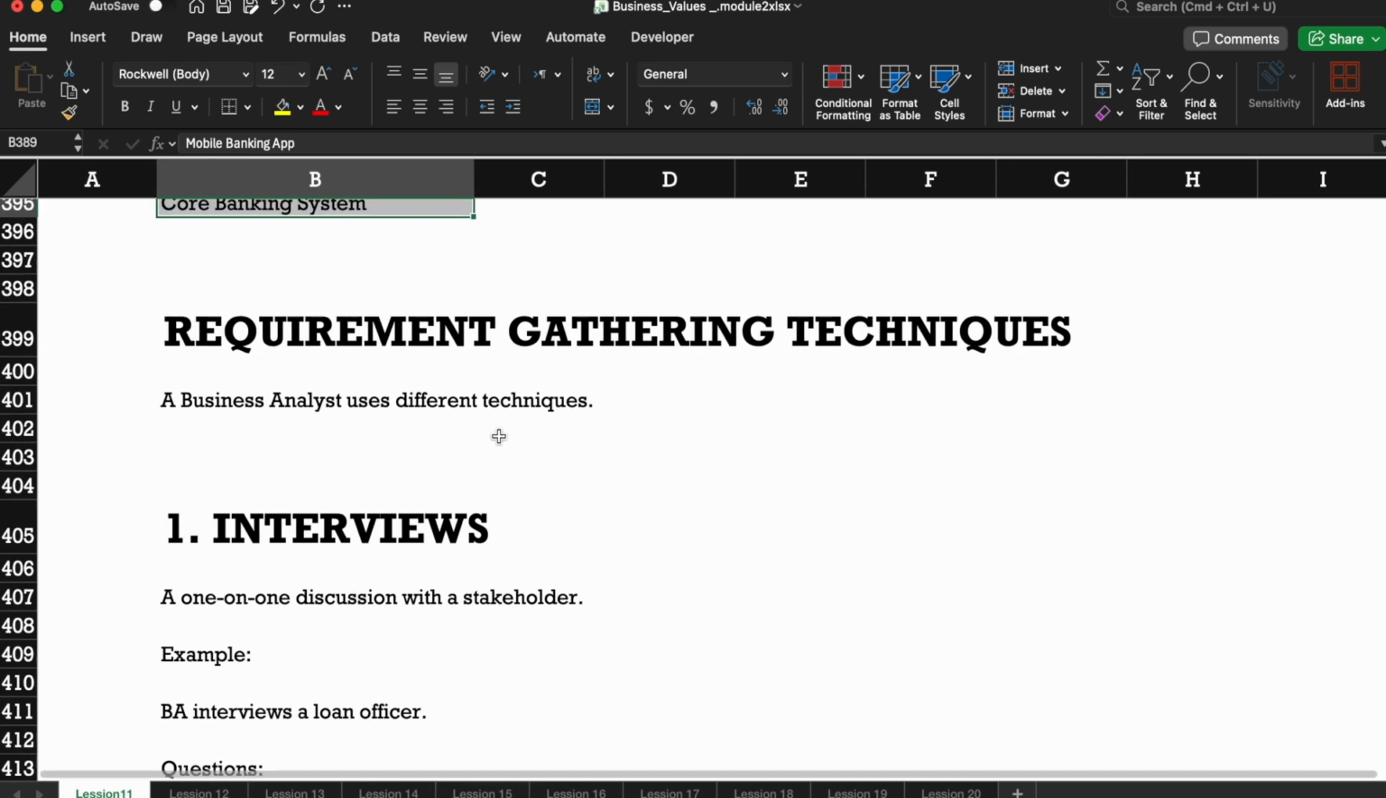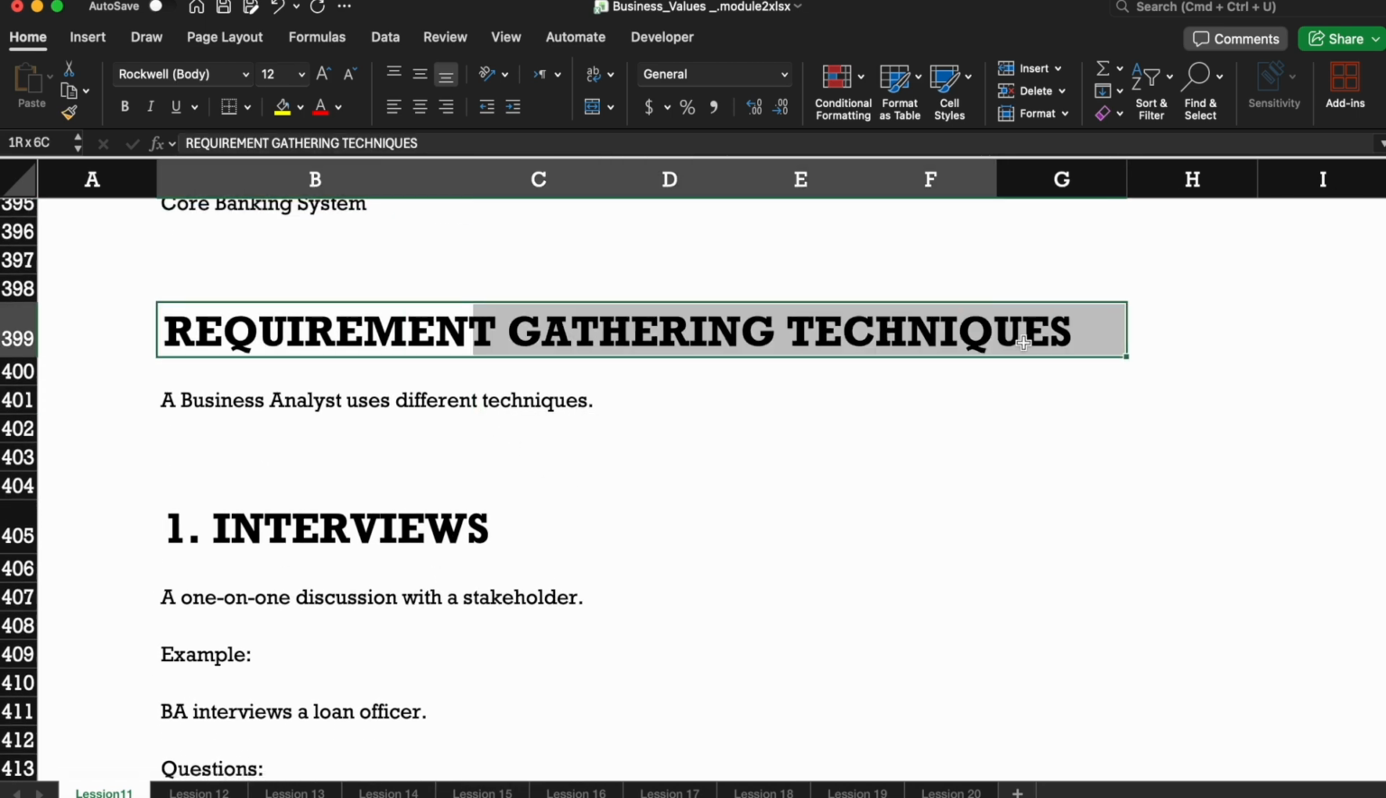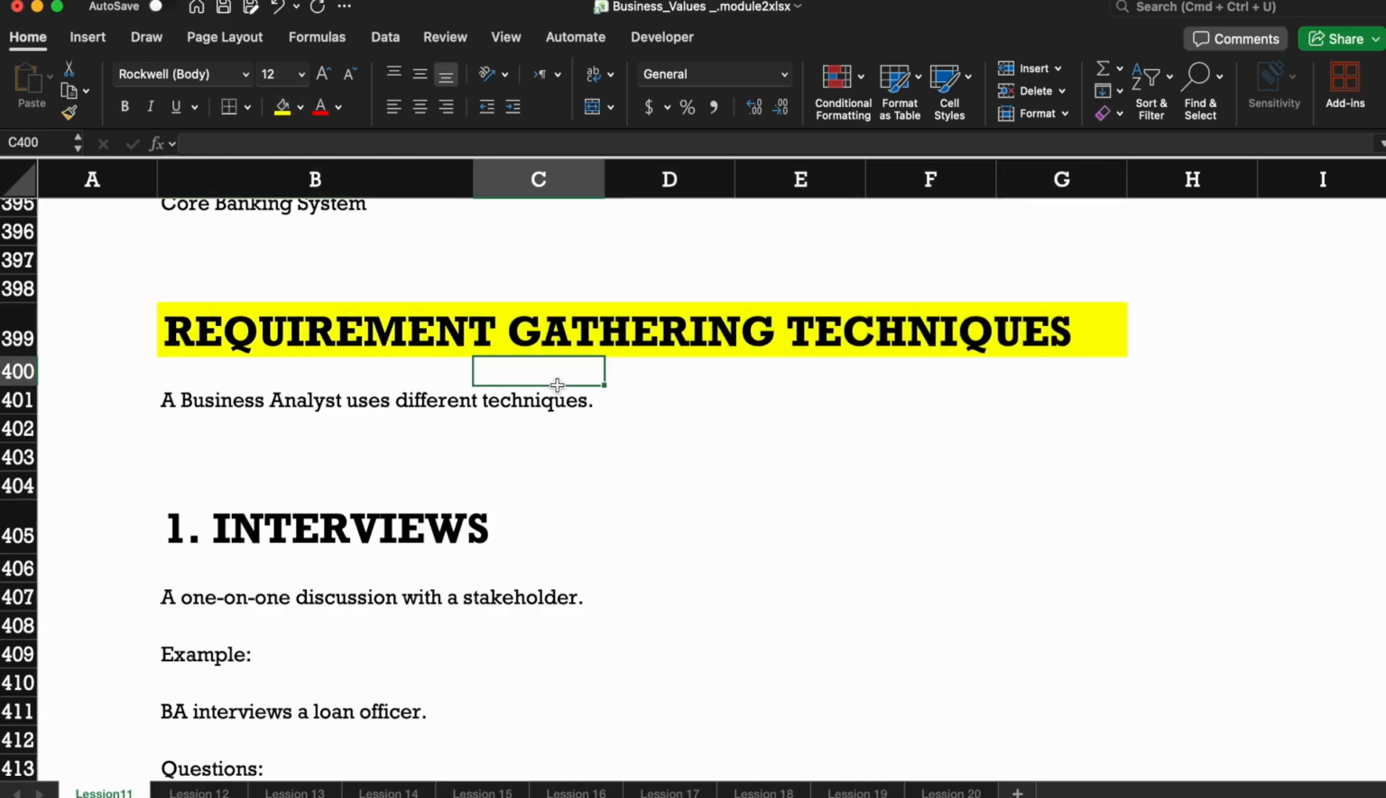Okay, so next we'll move on to requirement gathering techniques. Again, these techniques are written in the book. There is nothing written in stone. Based on your personality, your interests, and the group of people you are going to work with, you need to pivot and adjust how you want to communicate and how you want to work with them. So these are just to give you an idea.